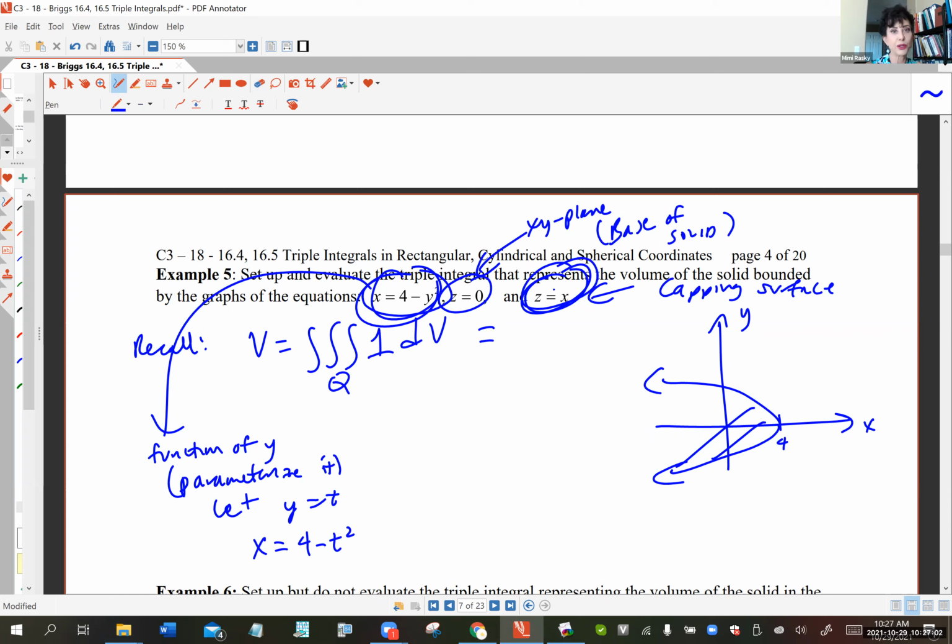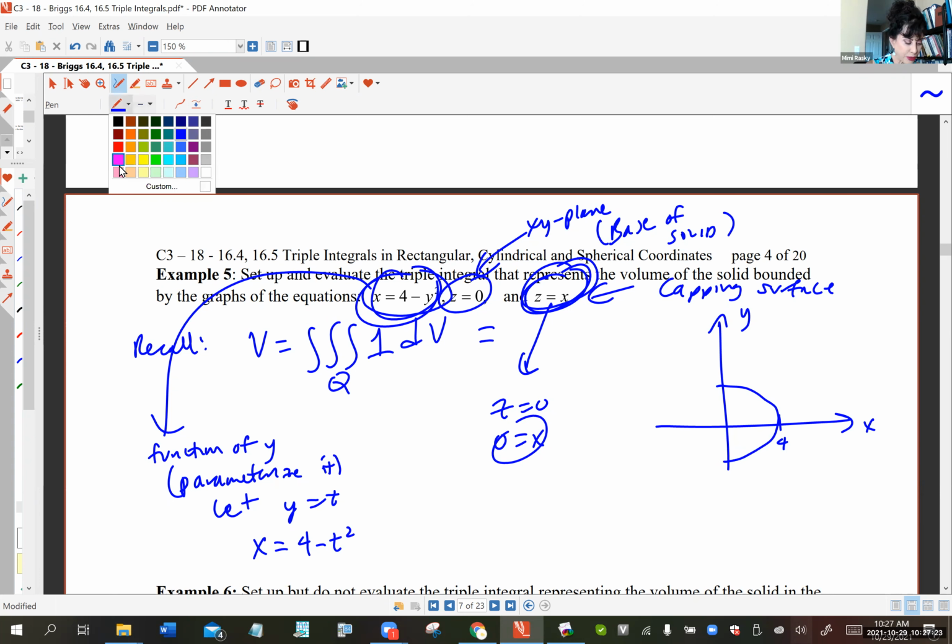This capping surface happens to cut into the XY plane, because if you do set Z equal to 0 in this capping surface, you'll get X equals 0. Oh, well, what's that? That's the trace that this solid makes as it cuts through the XY plane, and X equals 0 is a vertical line on top of the y-axis.